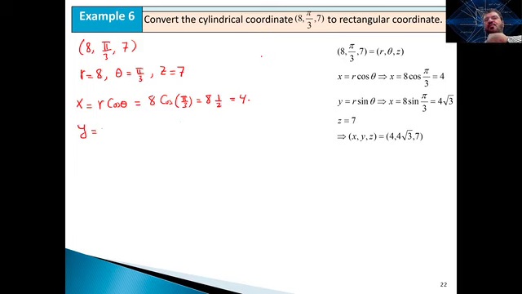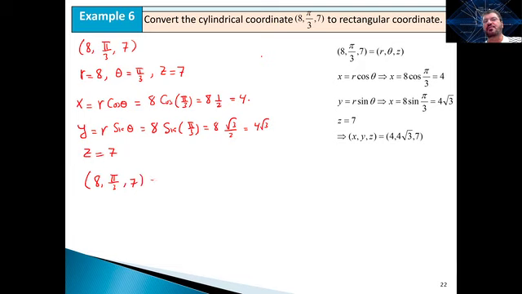Let's look at y. y is r sine theta. All right. Now, what's r? 8 sine pi over 3. We know that sine pi over 3 is root 3 over 2. So you have 4 root 3. Now we have x and y. Who's left? z is the same thing as z, which is 7. So that means the point 8, pi over 3, and 7 in the cylindrical converts to what? 4 x, 4 root 3 y, and 7 z. You can graph it easily in xyz space.